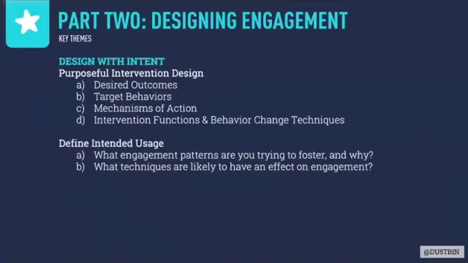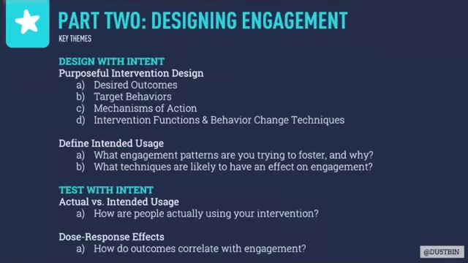And then to change those things, what kinds of functions and techniques do we need to include? Do we need to educate? Do we need to motivate? Do we need to provide skill support, goal setting, these kinds of things? And we also want to think about what kinds of engagement patterns we're trying to foster and why. Not only what kind of pattern, but why. Really have a rationale for the kinds of engagement or the amount of usage we're looking for, and also think about what kinds of strategies or techniques are likely to have an effect.